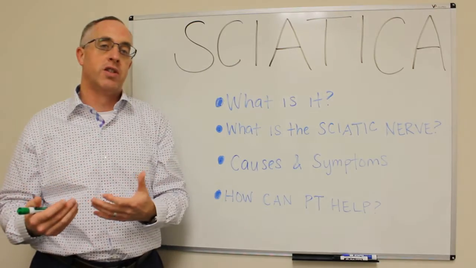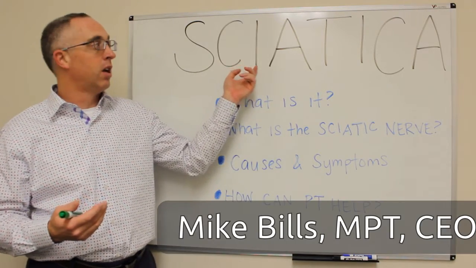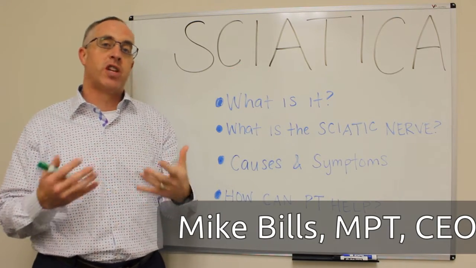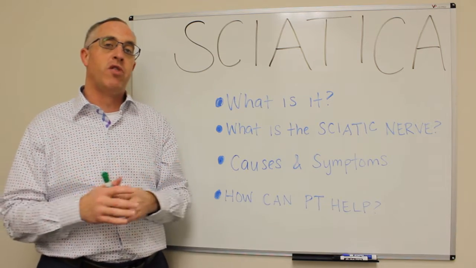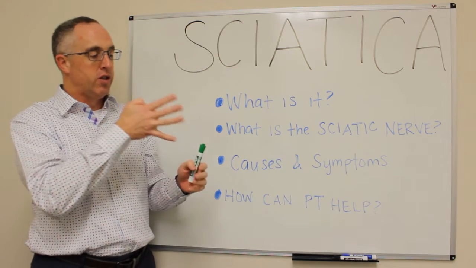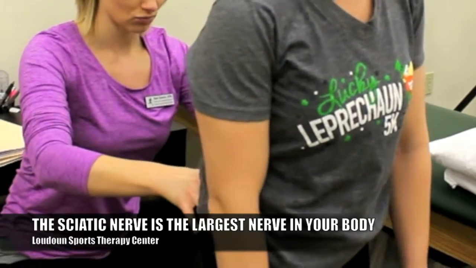What is it that's causing the symptoms into the leg? Well, the sciatic nerve is a group of nerves. It's actually the largest nerve in your body. It's a group of nerves that come out of your back. So these nerves exit out from the space in between the vertebrae in your back.